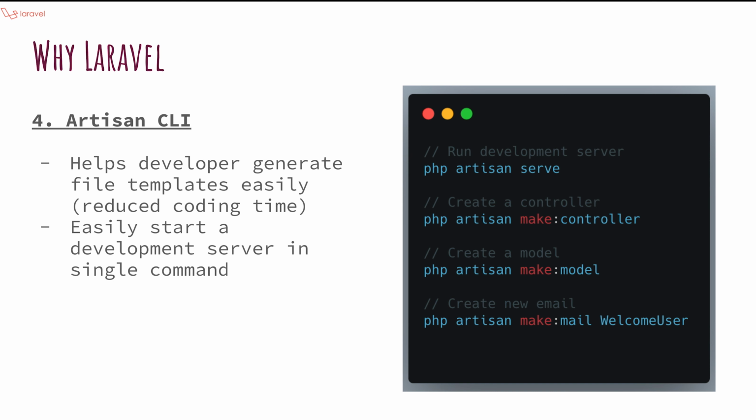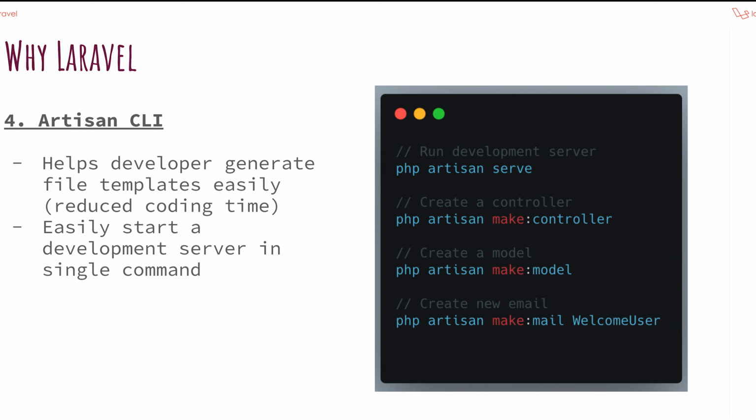Point 4. Laravel has an Artisan CLI. An Artisan CLI is simply a command line interface tool that helps you to be able to power your development server easily. So if you see on the right, it says PHP Artisan serve will help you to power your server easily. And also, that's not all. It helps you to be able to do coding faster by generating template files. You might want to generate a controller, you might want to generate a model, an email template. This is very easily done with the Artisan CLI.